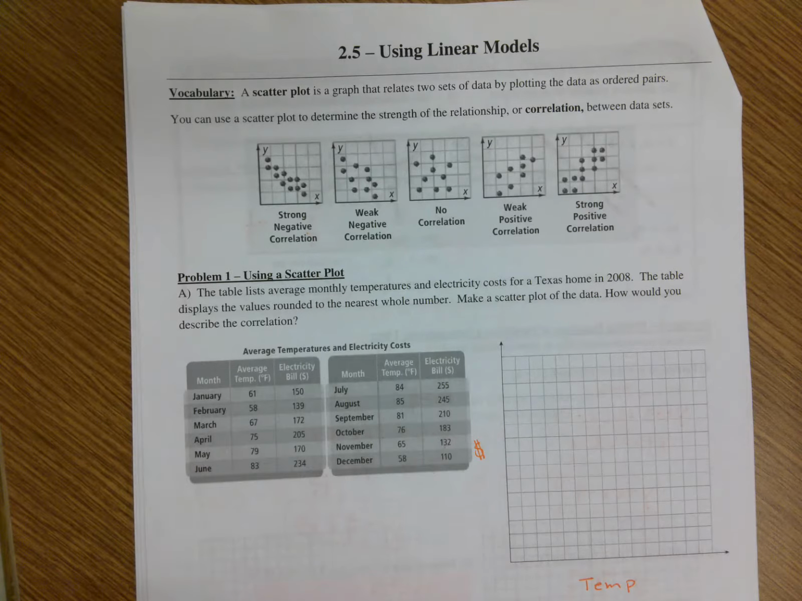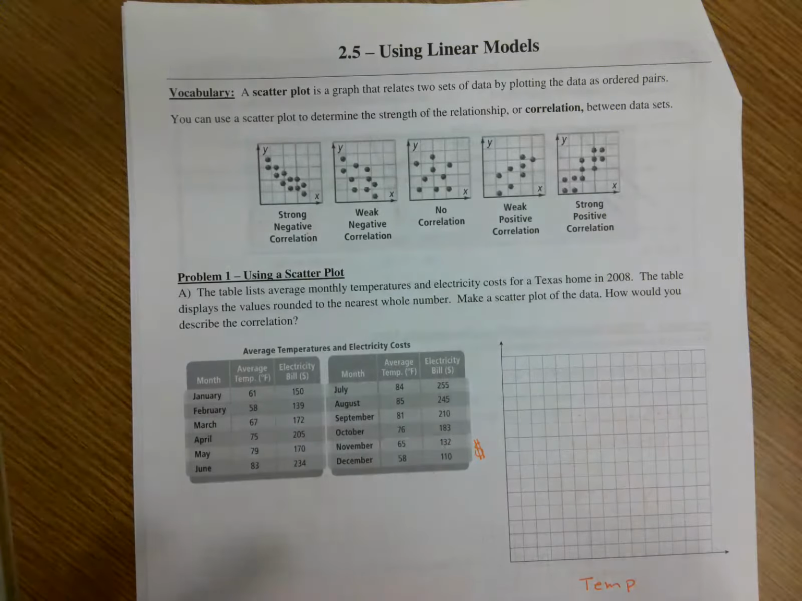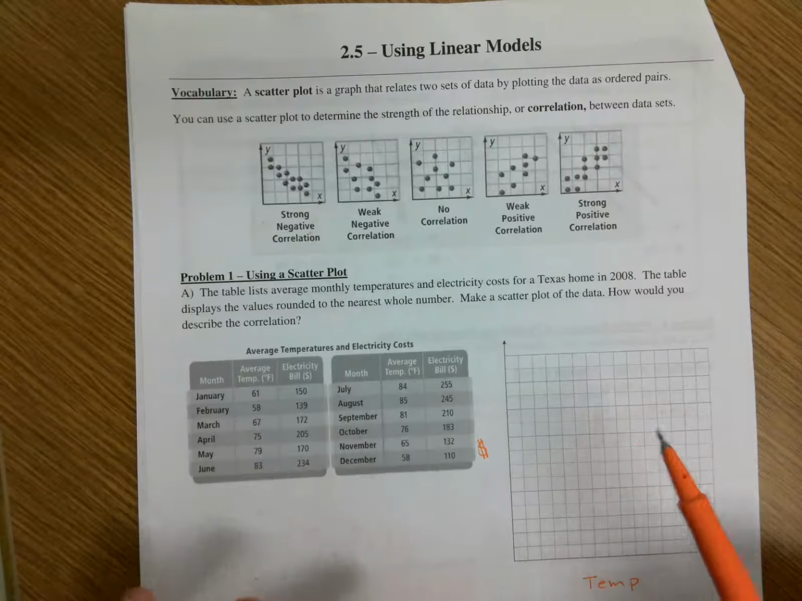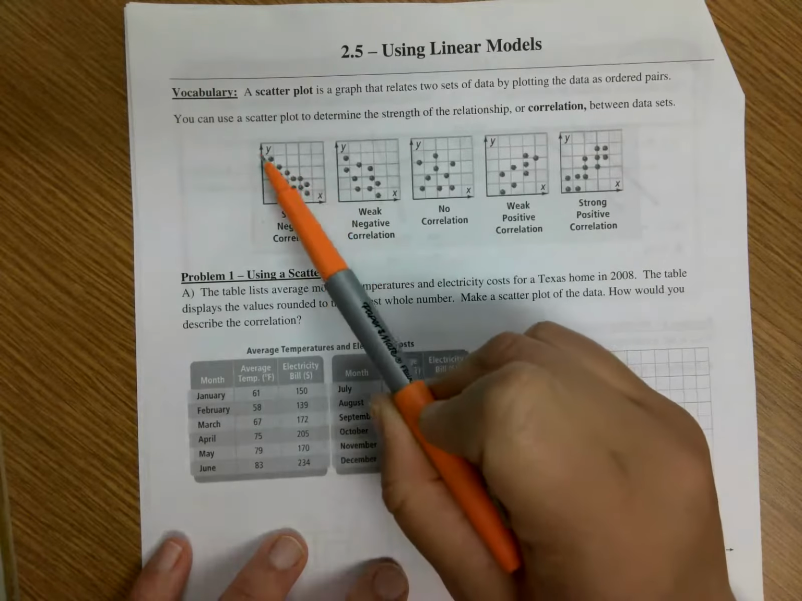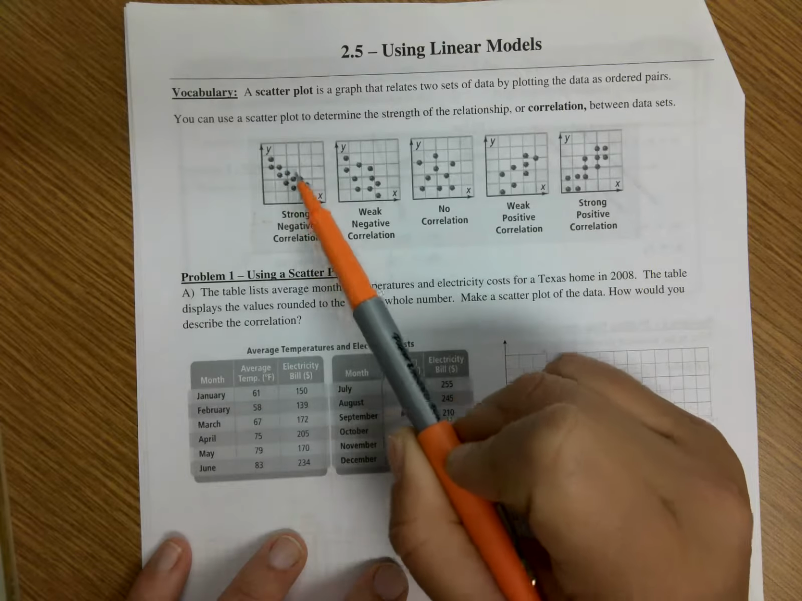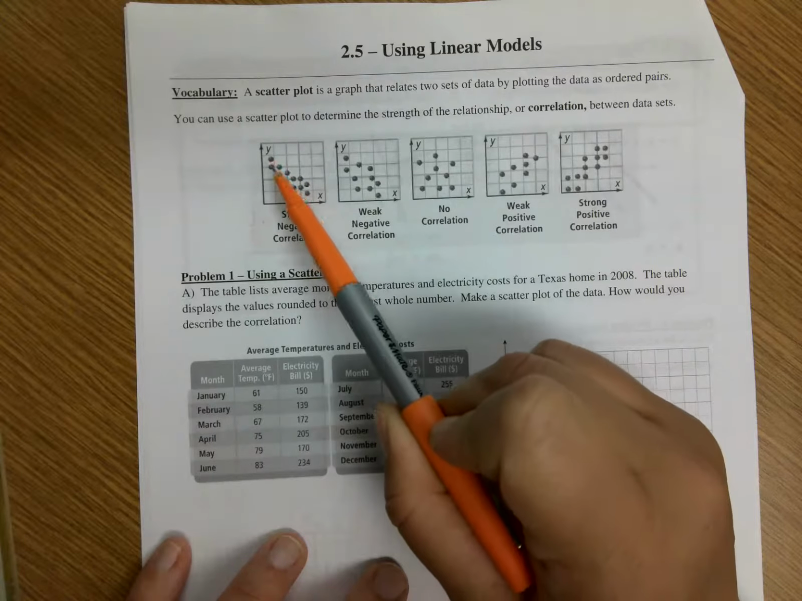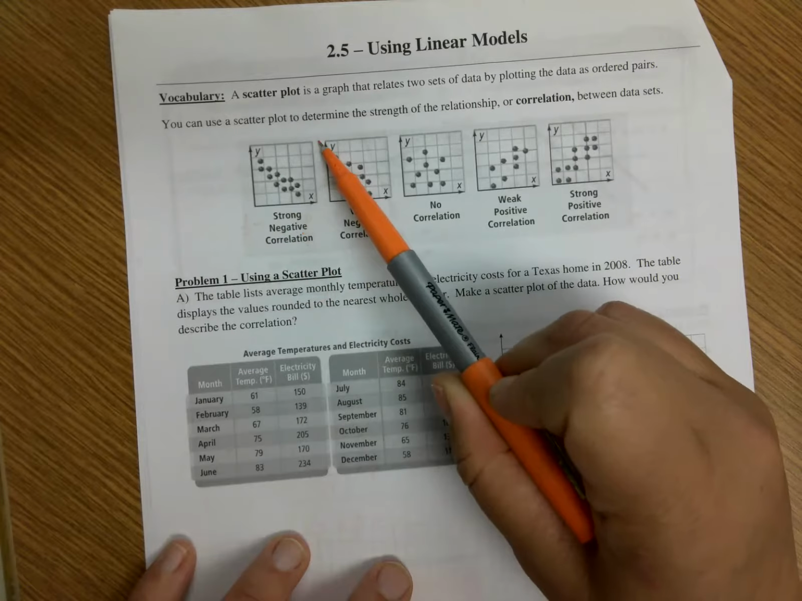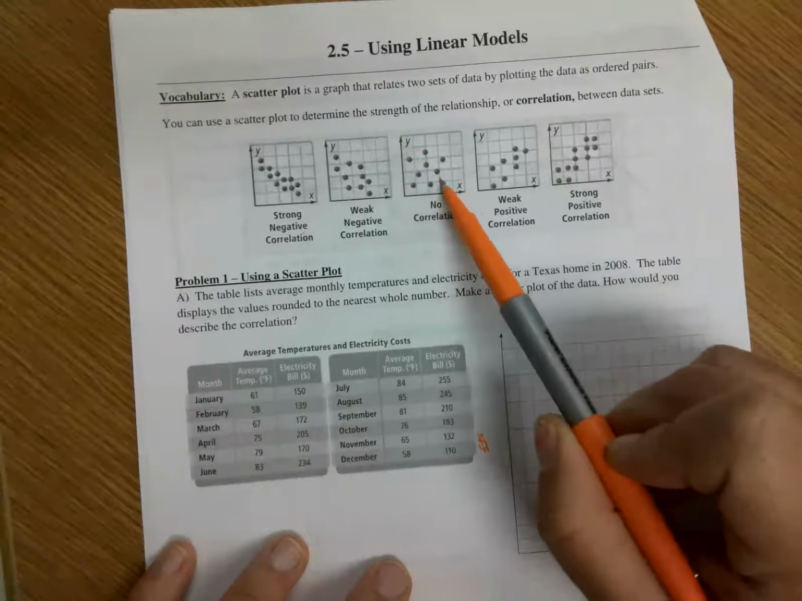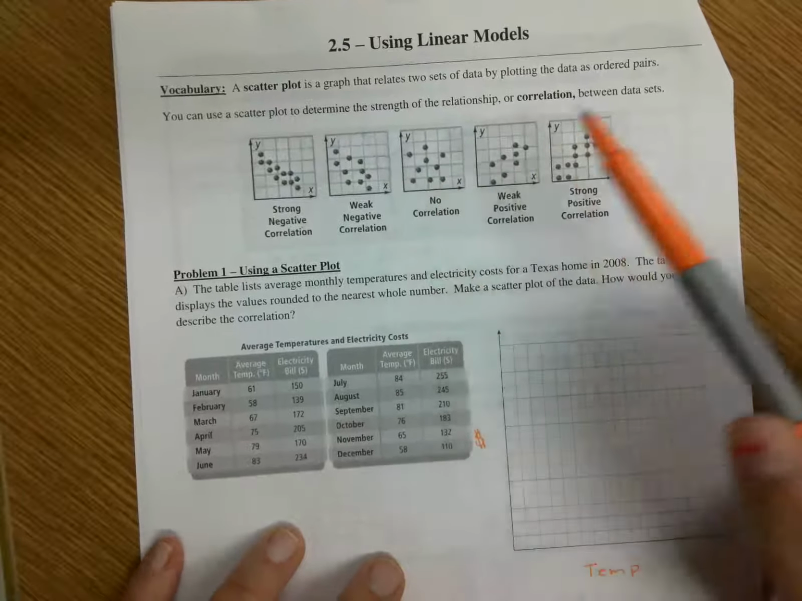Scatter plots would be if I were giving you a bunch of data and you had to plot all the points, the correlation and what it would look like. This is a strong negative correlation, because if I were to draw a line in between all these data points, it would be going down, and most of the points are close together. This would be a weak negative correlation because they're more spread out.